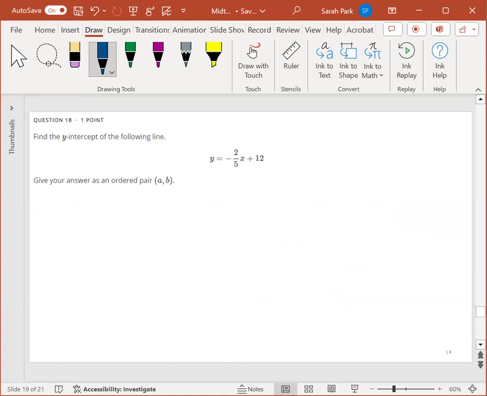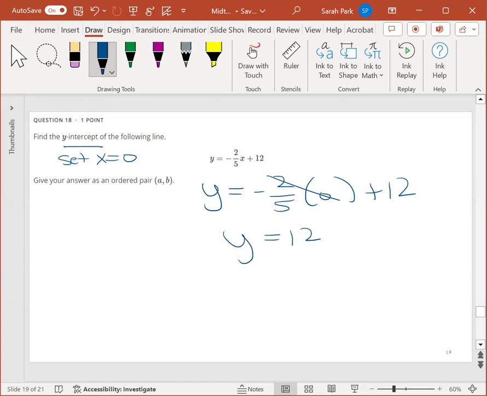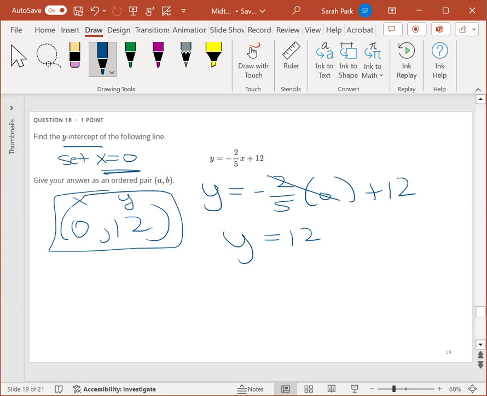You find the y-intercept this time of the following line. For the y-intercept, you set your x equal to 0. So let's substitute: y equals -2/5 times 0 plus 12. Any number times 0 is 0, so we have y equals 12. And so our y-intercept as an ordered pair is (0, 12), since our x value is 0, right? And the y-intercept that we got was 12.